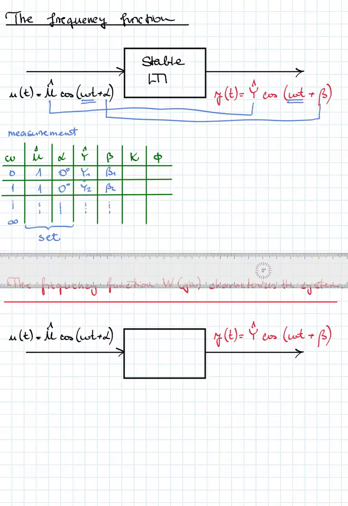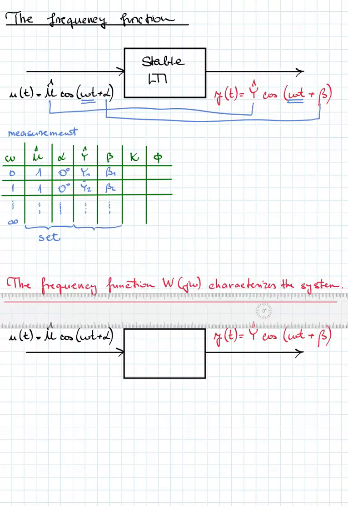So it's a table of the values of the output. We measure the output amplitude and output angle as a function of omega. So these values are depending on omega.